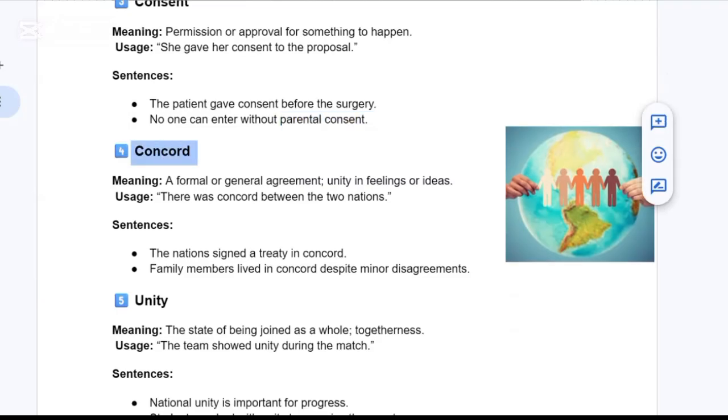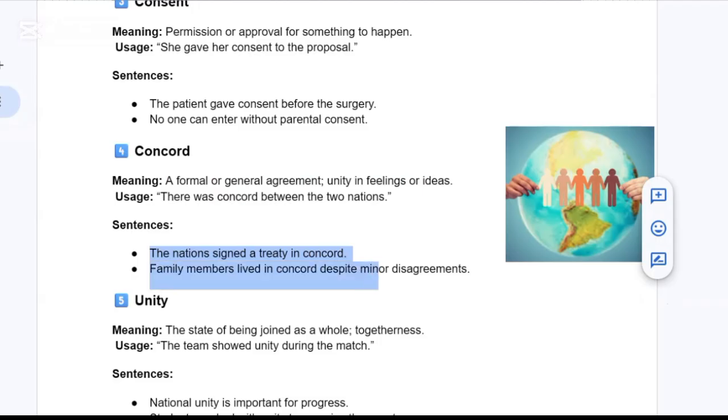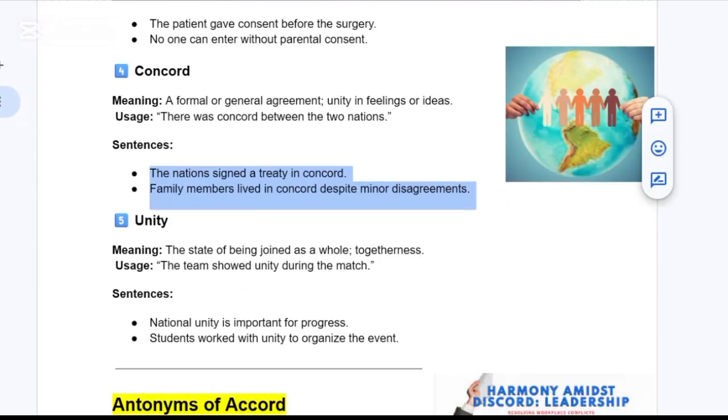Concord: a formal or general agreement, unity in feelings or ideas. There was concord between the two nations. The nations signed a treaty in concord. Family members lived in concord despite minor disagreements. Means they are living with unity and they are living in harmony.